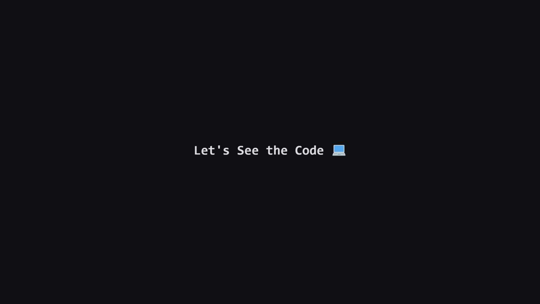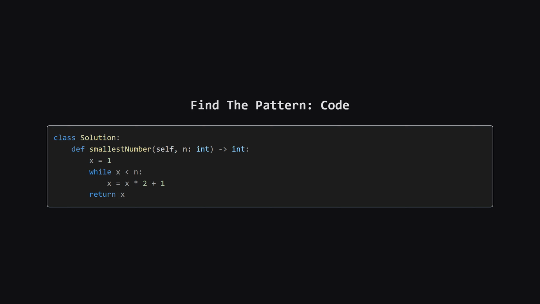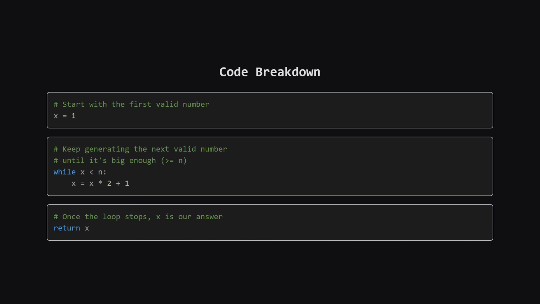Okay, we've talked about the big picture and the logic. Now let's see what this looks like as actual code. I'll put the full solution up on the screen first. And don't worry, after that, we'll walk through it together. Alright, here's the Python code. It's really short and sweet, which is great. As you can see, it directly uses the pattern we just talked about. Let's break it down line by line.